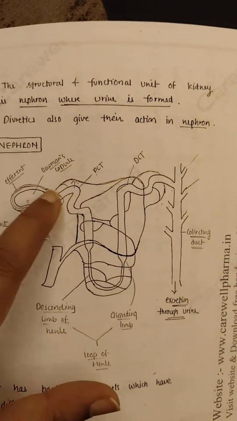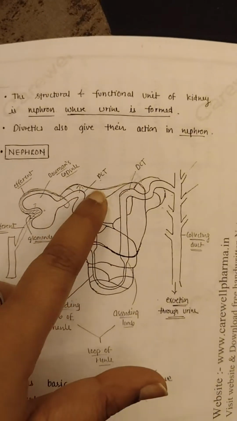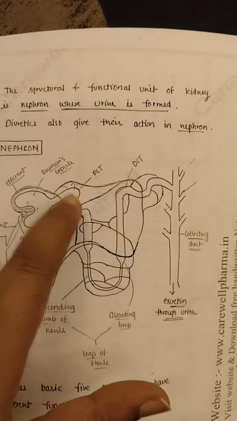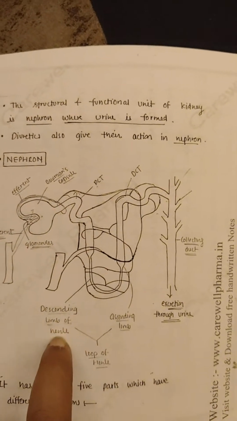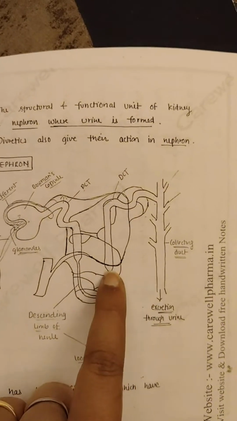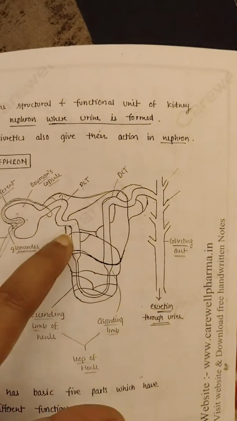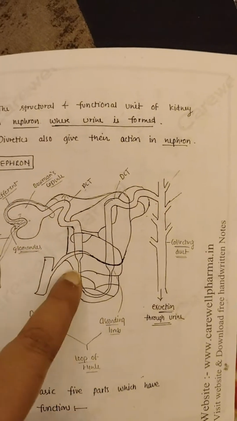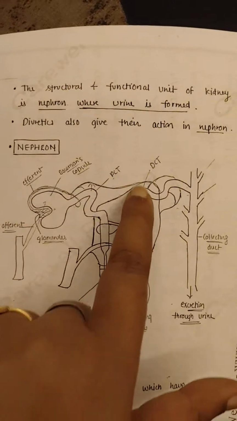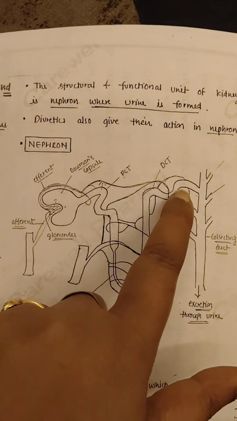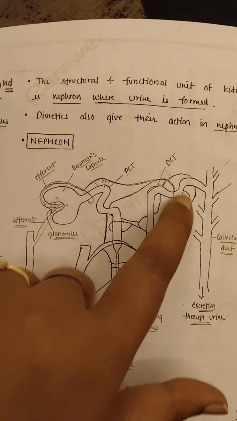Afterward comes the proximal convoluted tubule. Here also certain types of diuretic drugs will work. The next part is the descending loop of Henle and the ascending loop of Henle. Here you can see this is the going-down part, the descending loop of Henle, and this is the ascending loop of Henle. Afterward this is the distal convoluted tubule, and this is the body part.